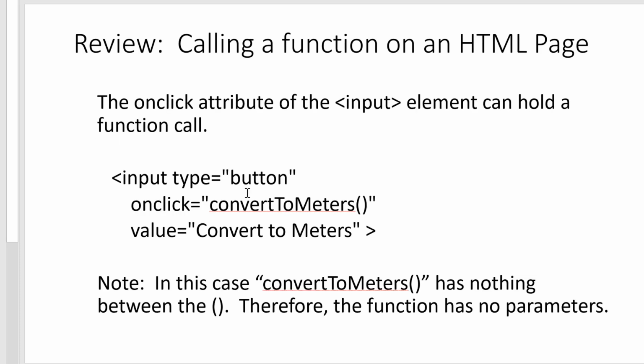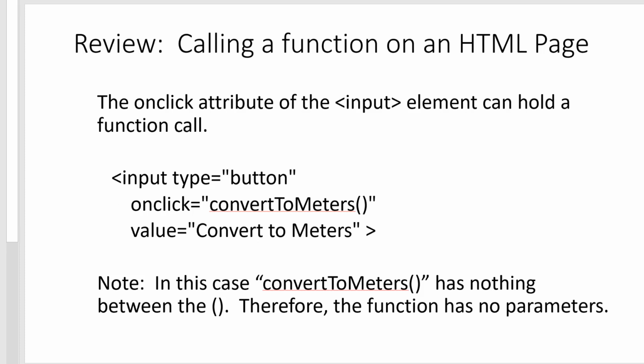And we were able to call that function by clicking the button because we added an attribute called onClick to our input button, and that calls the function convert to meters, which was the name of our function. In this case, these empty open and close parentheses indicate there are no parameters, so this function doesn't take any parameters.